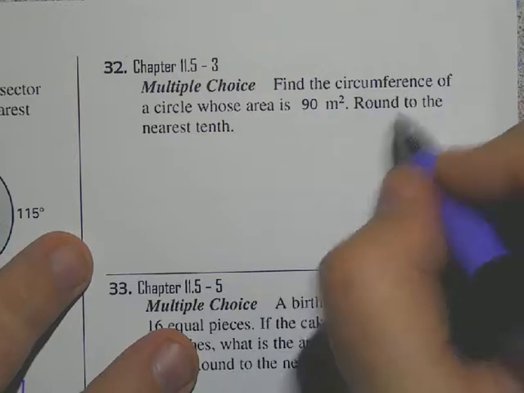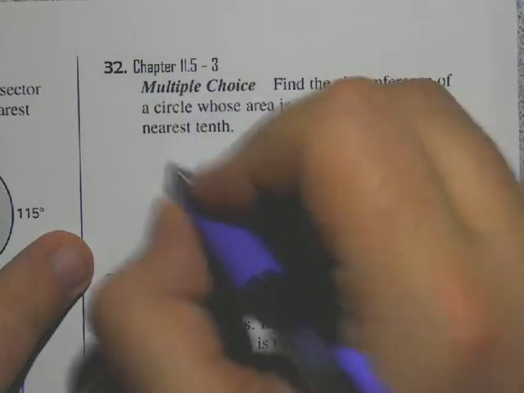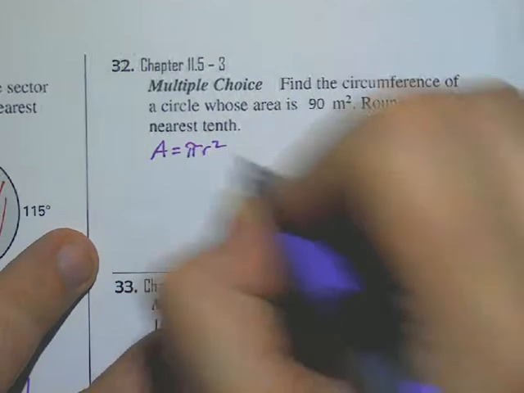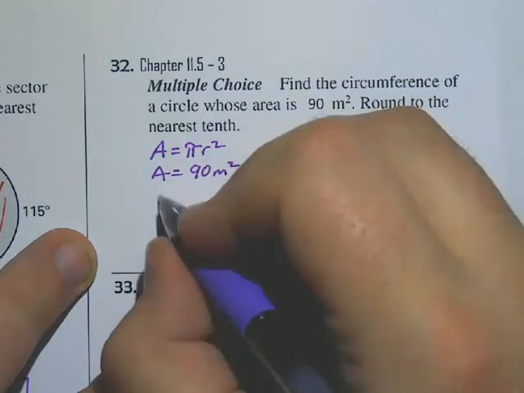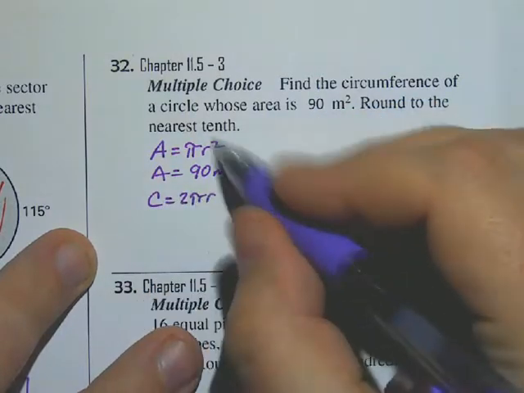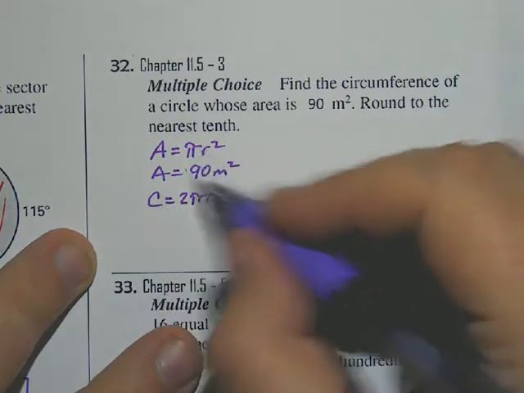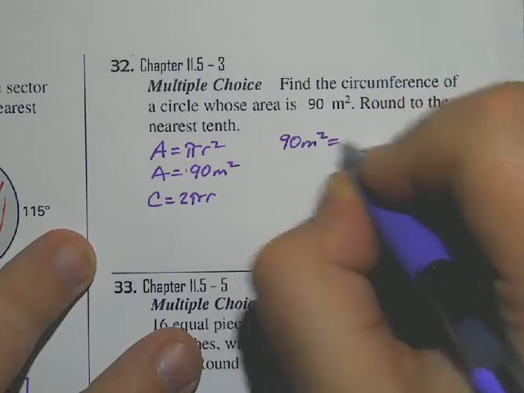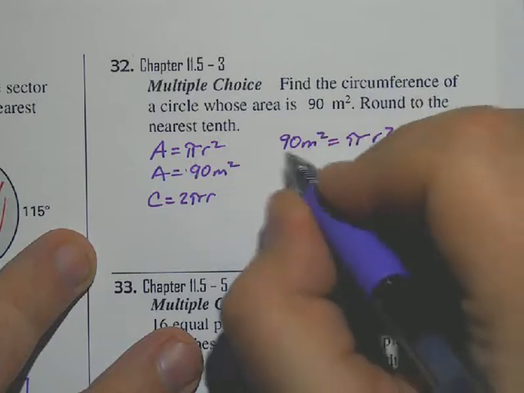Find the circumference of a circle whose area is 90 meters squared. So this one's a little bit more difficult. We start with area equals pi r squared, but the area is also 90 meters squared. Circumference is equal to 2 pi r. And it looks like we may have to find r here to be able to use it to find c. So I'm going to set these two equal, and I'm going to get 90 meters squared equals pi r squared. And it looks like I'm going to divide both sides by pi.